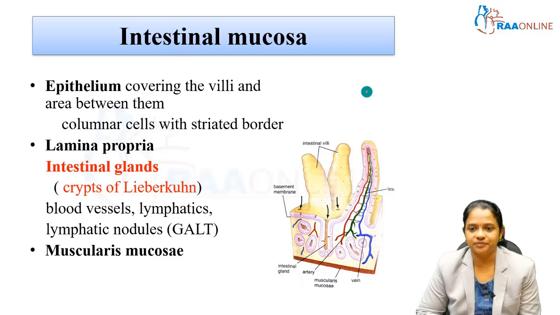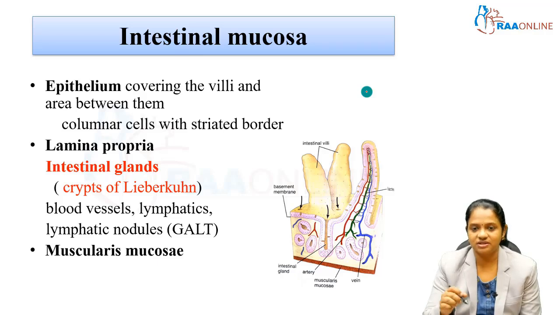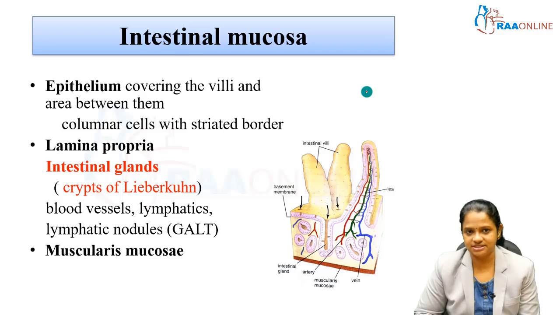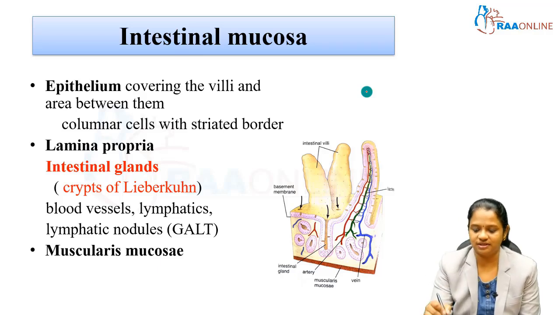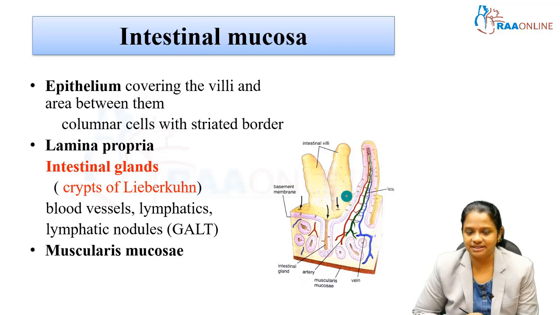We will see the components of mucosa: the epithelium, lamina propria and the muscularis mucosa. So, these are the components of the mucosa. The epithelium covers the villi and the area between them. So, the epithelium covers the villi and also the surface present between the villi. The epithelium is simple columnar type with striated border, the presence of microvilli giving a striated appearance.